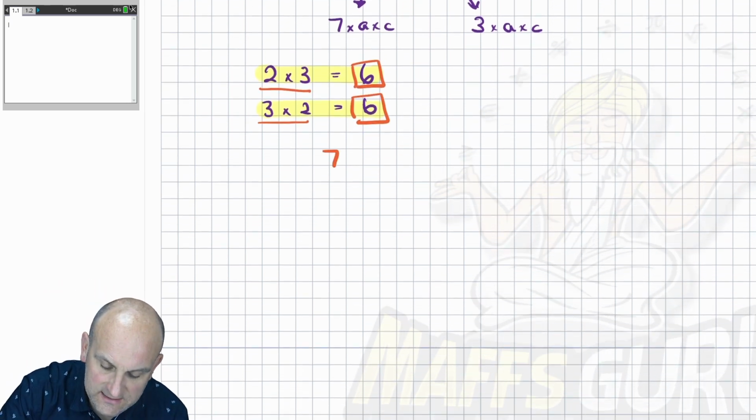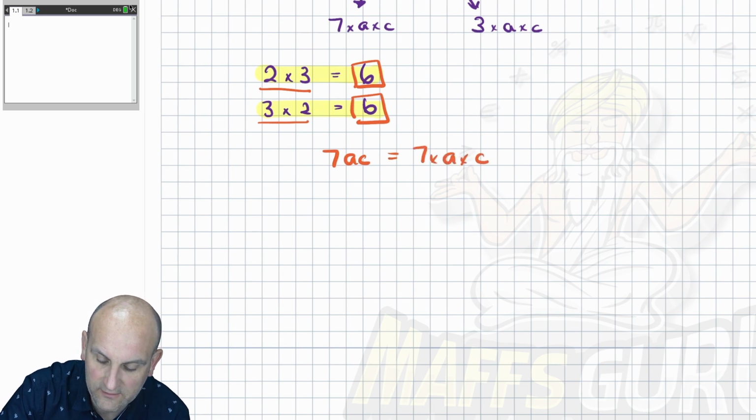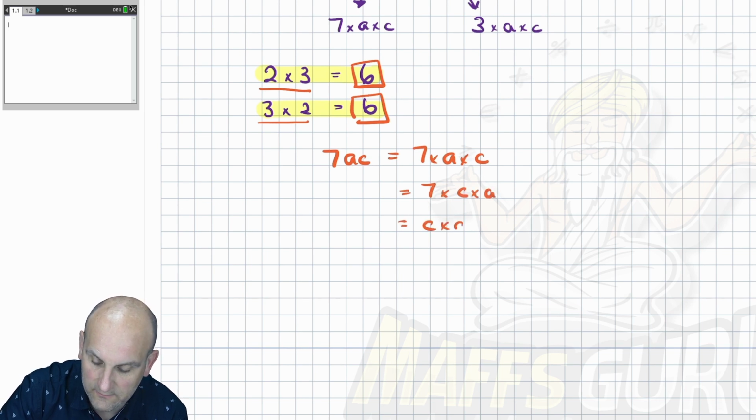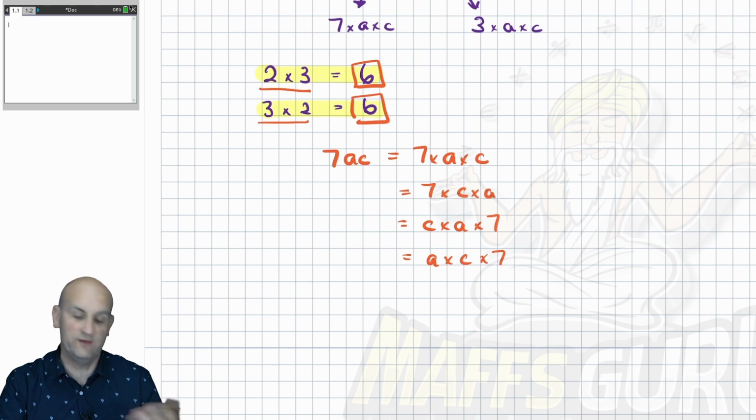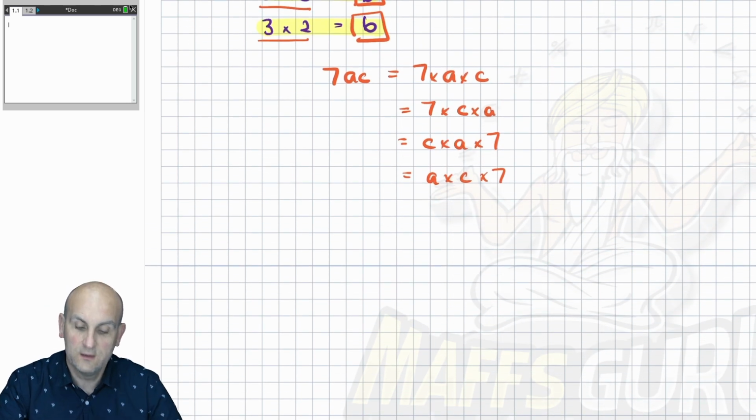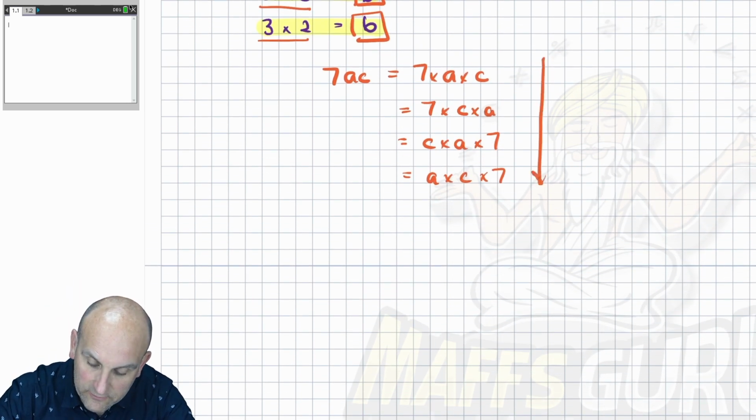So that would suggest that 7AC, which can be written as 7 times A times C, is also the same as 7 times C times A, which is the same as C times A times 7, which is the same as A times C times 7, and I could go on. In fact, there's only 2 more that I could have done. So in this situation here, again, because they're all multiplied together, the order can change.